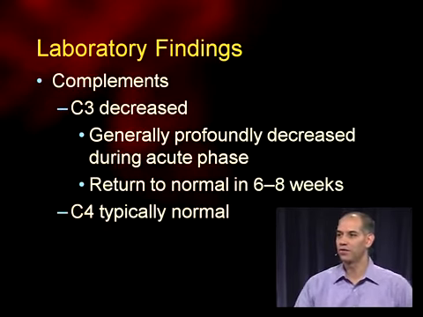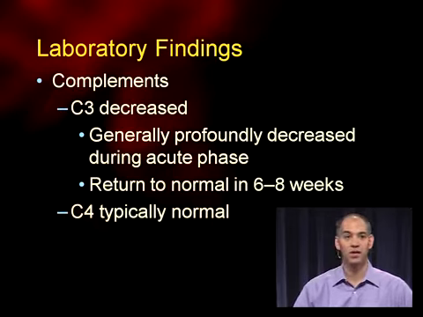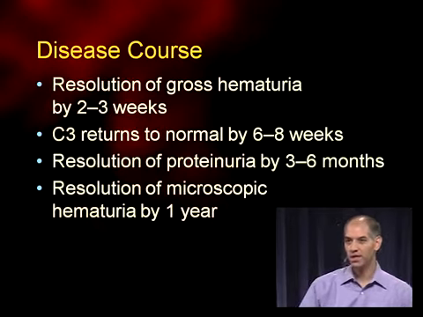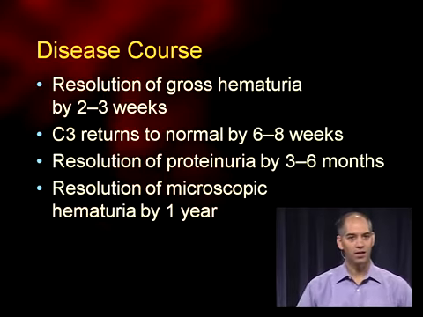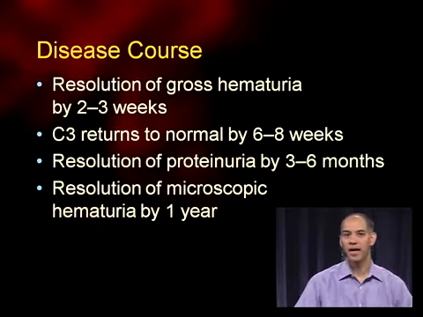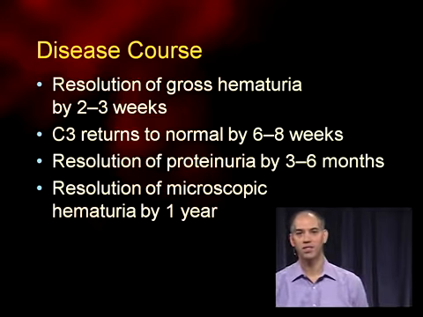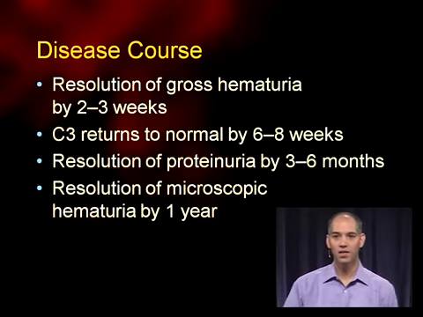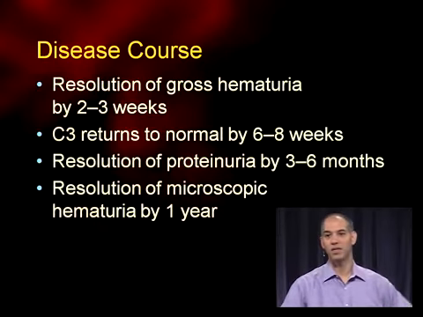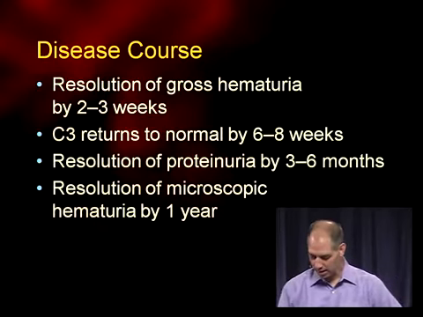Complements are usually profoundly low, at least C3 is low, C4 typically not low. And then the clinical course of this, the clinical nephritis is usually better within a few weeks. And so most people recover from this, and they're not peeing blood, their hypertension is getting better, all within a few weeks. The complements actually take a couple of months to get back to normal. The proteinuria can last up to 6 months, and the hematuria can last even longer than that.